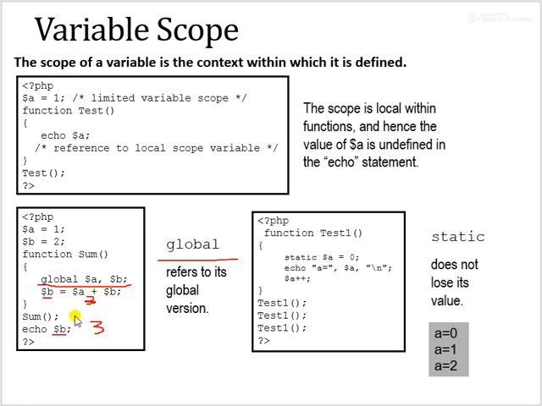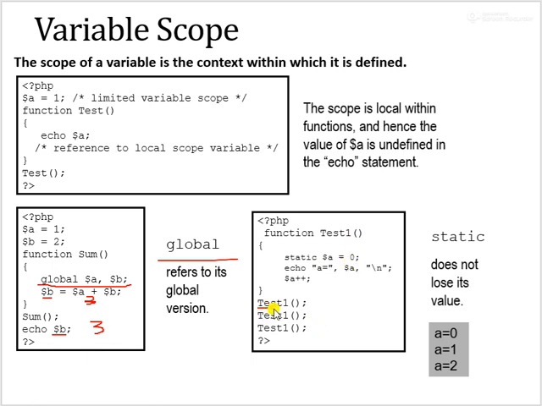Okay, so variables have 3 scopes: local scope, global scope, and then static. So static variables have the same behavior as static in C++. Here we declare variable a as static in this function test1, and a static variable will remain in the memory throughout the execution of the program, and it will only be initialized once, not more than once.